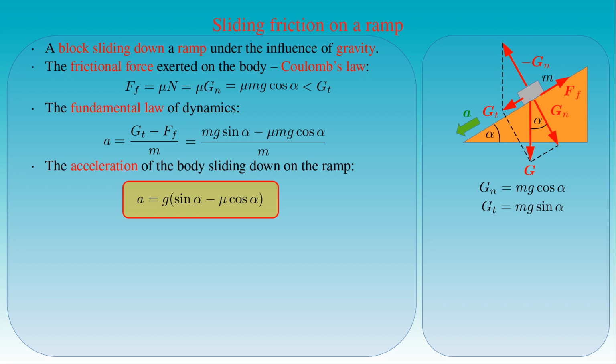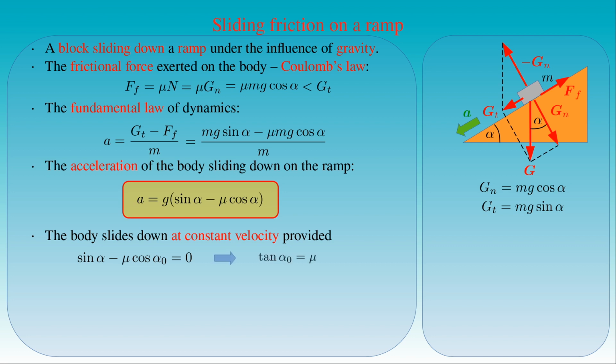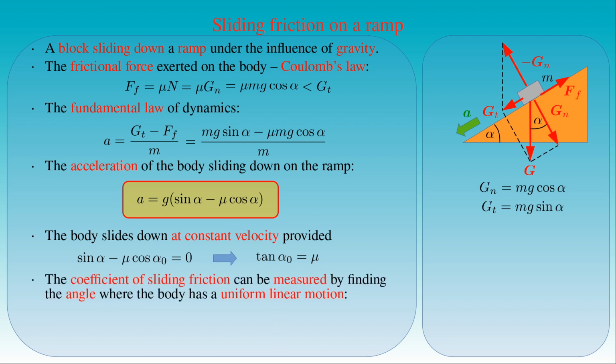A special case of the frictional motion on the ramp is when the acceleration of the body vanishes and the body slides down at a constant velocity. Then the expression in the parentheses of the acceleration vanishes, that is sine alpha 0 minus mu times cosine alpha 0 is equal to 0. In this expression, alpha 0 denotes the inclination angle, where the body has a uniform linear motion on the ramp. As a result, we can express mu as the tangent of the inclination angle alpha 0. Then we can measure the coefficient of the sliding friction for the given pair of materials by finding the inclination angle of the ramp, where the body performs a uniform linear motion under the influence of gravity.